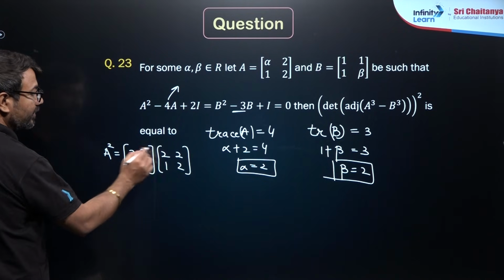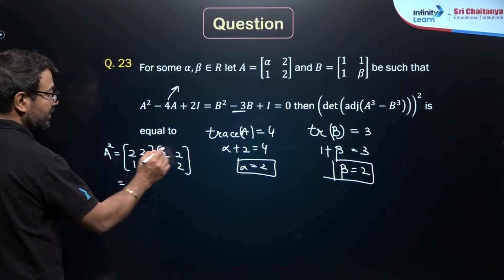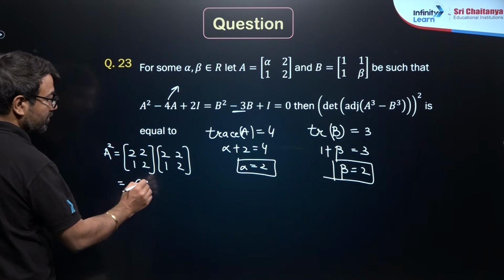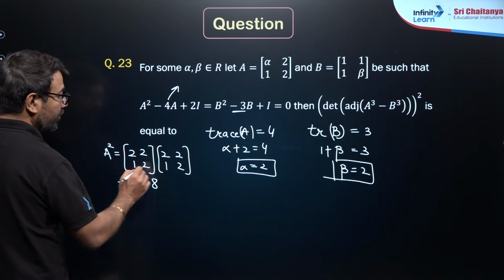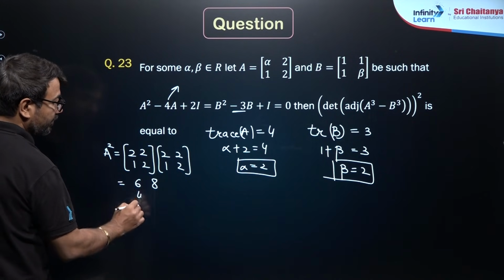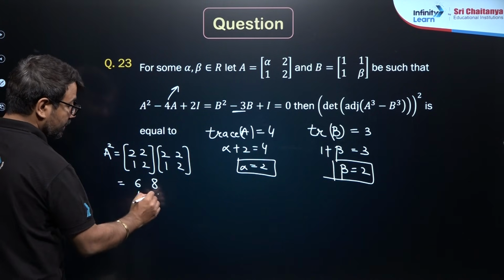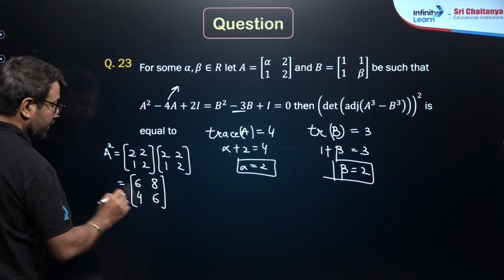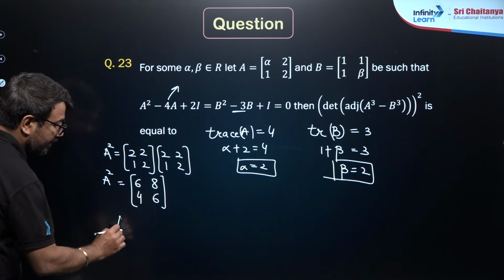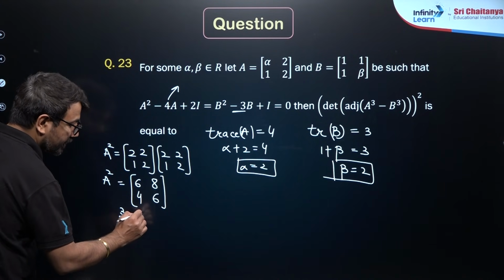If you multiply it, 4 plus 2, that will become 6. 4 plus 4, so that will become 8. 2 plus 2, so that will become 4. 2 plus 4, so that will become 6. This is A square. In the same way, you can find A cube also.